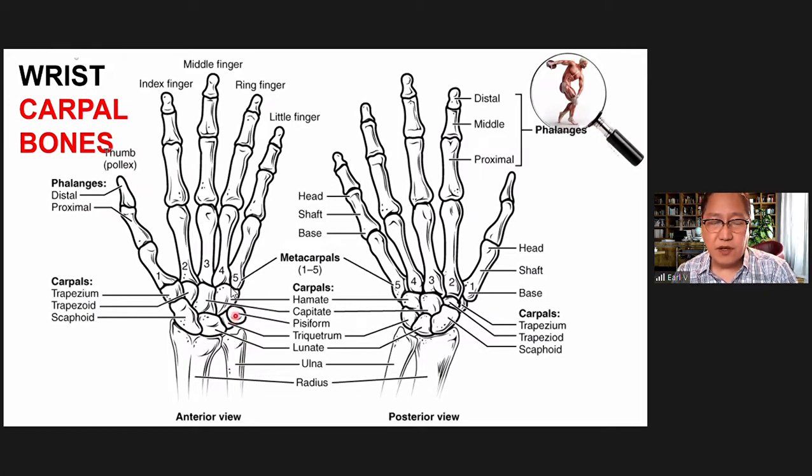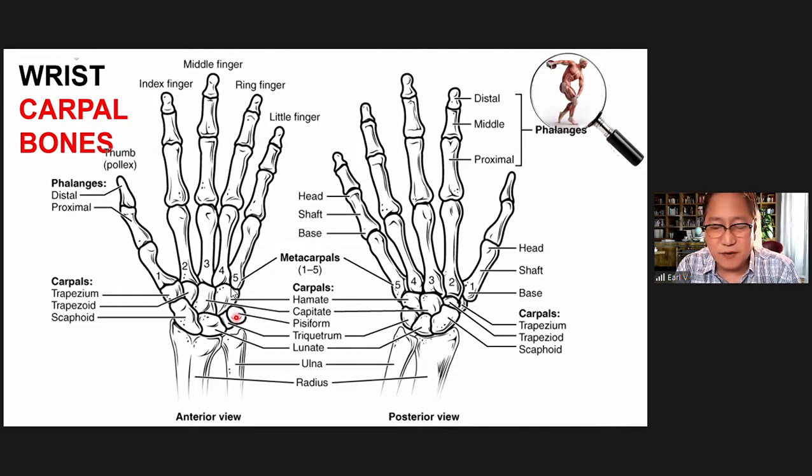Actually you can feel this pisiform in your wrist. So try to feel your wrist, the ventral part, the anterior part. And from the anterior part, go to the most medial part, pinaka-base talaga ng hand mo, line ng pinky, small finger, pero doon sa level ng wrist. Meron kayo na-feel na parang bukol? Ah, meron kayo?